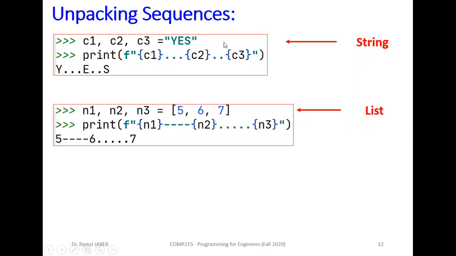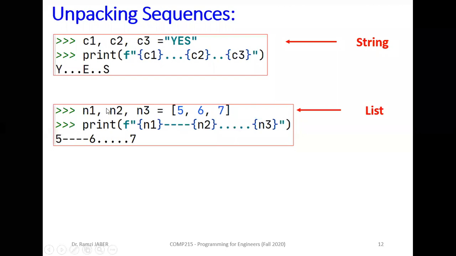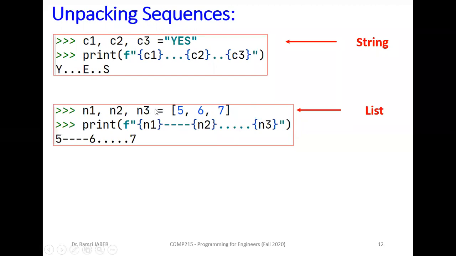Here we do the same with a list. In this list we have 3 elements, so there must be 3 variables. So now n1 equals 5, n2 equals 6, and n3 equals 7. The same print with different characters here gives us 5, any text, 6, any text, 7. Because in the print, between quotation marks, anything is text and will be displayed in the output.